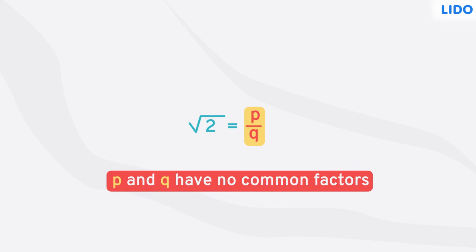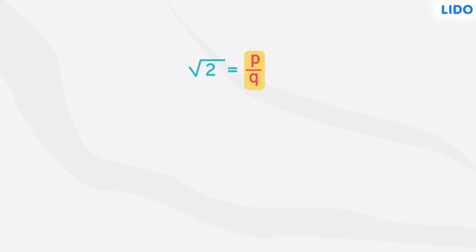Now, let's go back to our equation. The square root of 2 equals p over q. Apart from what we know already, let's assume that p over q is in its simplest form, which means p and q have no common factors. So let's find p and q. Squaring both sides gives us 2 equals p squared over q squared. This can also be written as p squared equals 2q squared. This is our first equation.